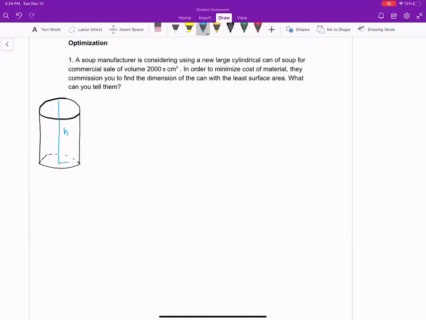Height, and this would be your radius. So what do we know? The volume is equal to the base times height. Here they gave us that the volume is 2000 pi centimeters cubed. The base is a circle. The area of a circle is pi r squared, and the height is just h.